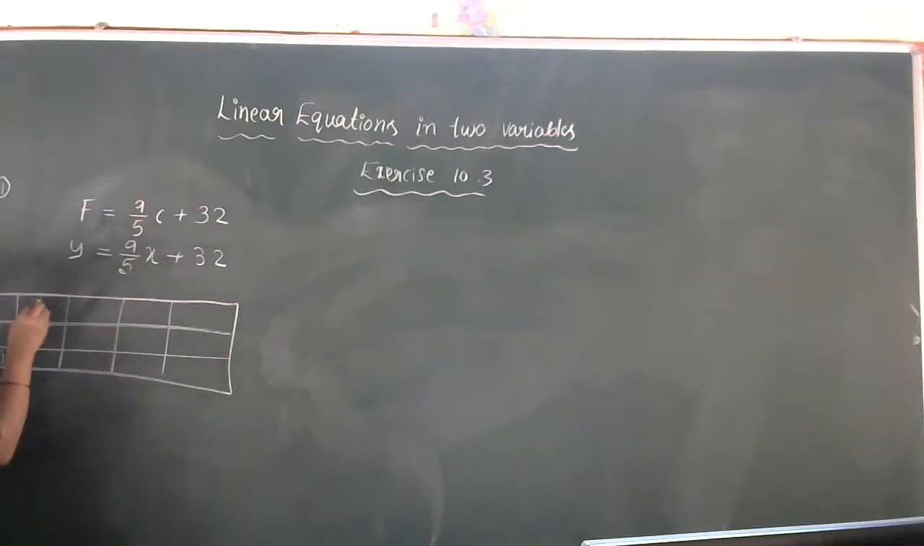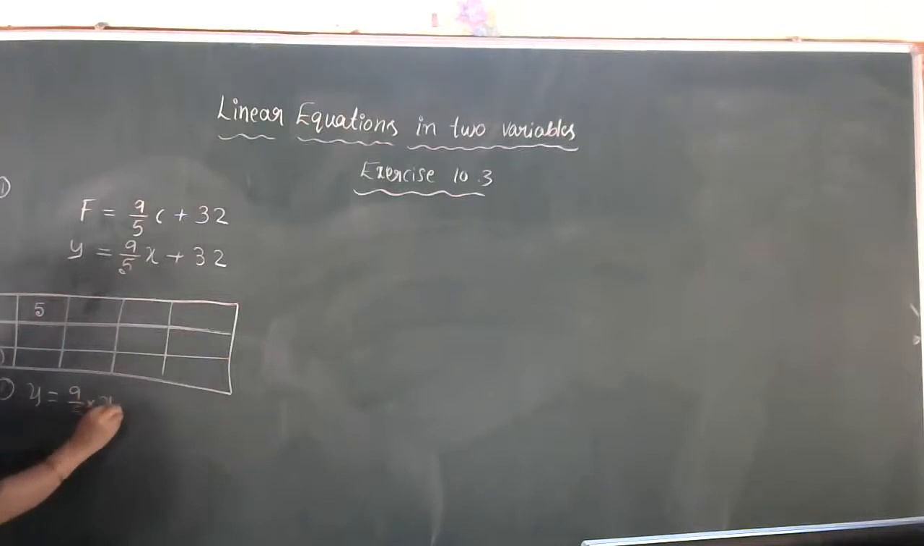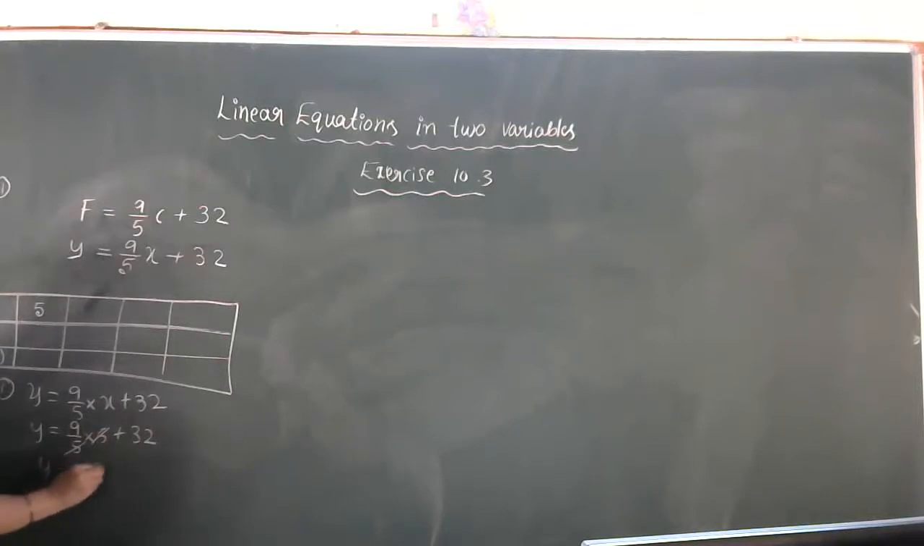First let us take 5. First 5. Y is equal to 9 by 5 into x plus 32 is our expression. Y is equal to 9 by 5 into 5 plus 32. 5 gets cancelled. Therefore y is equal to 9 plus 32. 32 plus 9 is how much?